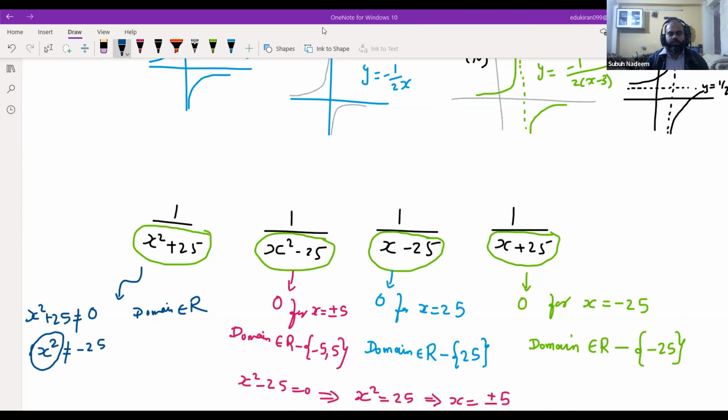So the answer is x minus, sorry, plus 25, right? X square plus 25. Have you got it? How we have to do this? It should not be equal to, because over here it's not equal to minus 25. Yes, and the domain is all real numbers. In other places, some value is there for which it is becoming zero. Here, there is no such value. Okay, yeah, done, sir.